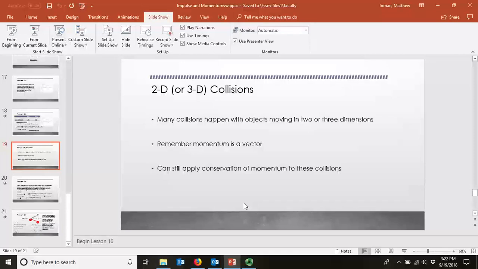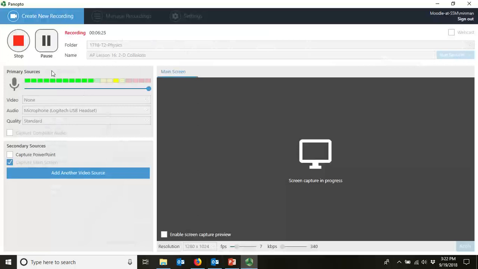So that's a quick overview of a couple of questions dealing with two-dimensional collisions. If you did a three-dimensional collision, you would just say momentum is conserved in the x, momentum is conserved in the y, momentum is conserved in the z, and you'd be done.